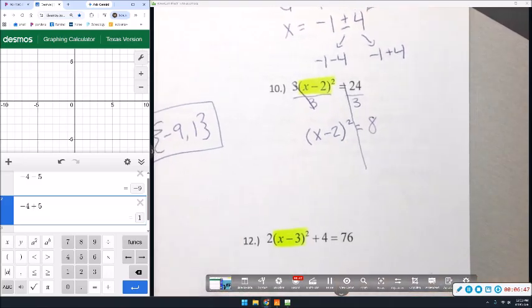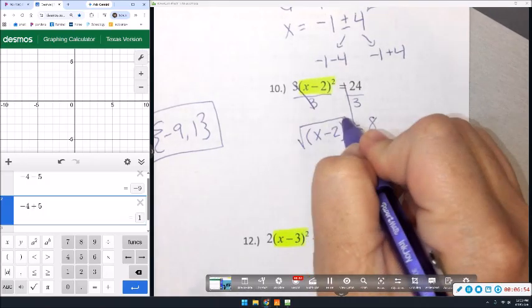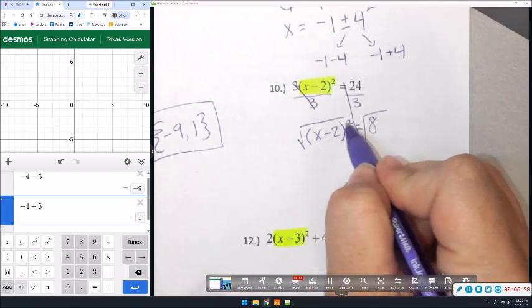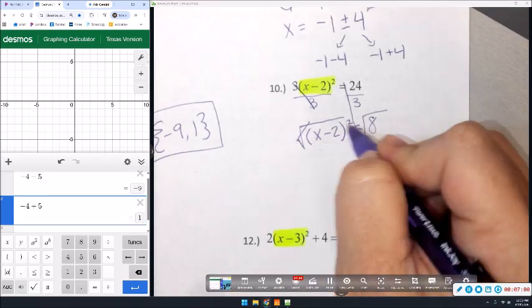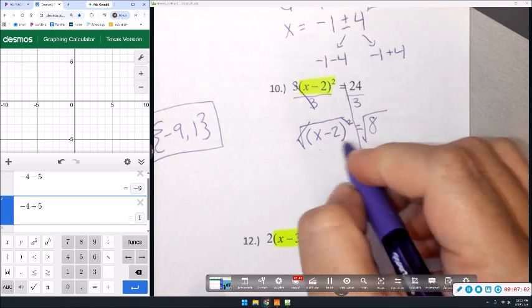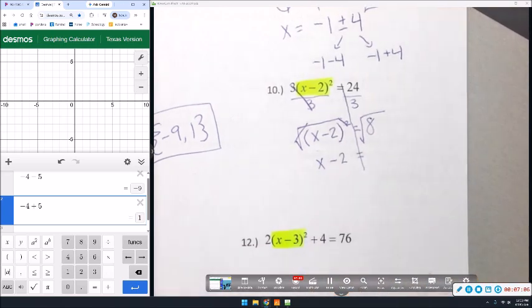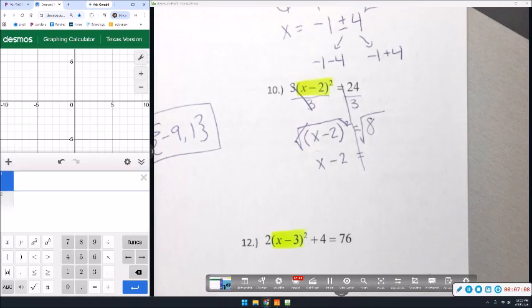Is what's squared alone? Yes. So I have to square root both sides, because this whole thing is squared and the whole thing was alone. Square root cancels the squared. And I get x minus 2. And then if I test the square root of 8, does it give me a whole number? No. So what do we have to do?